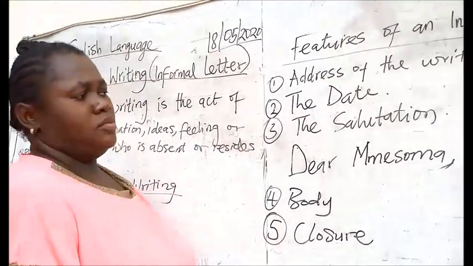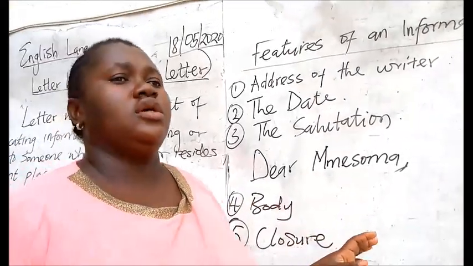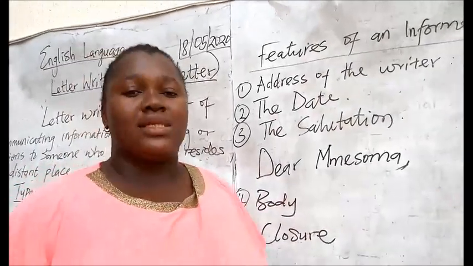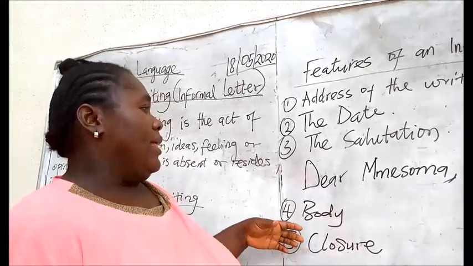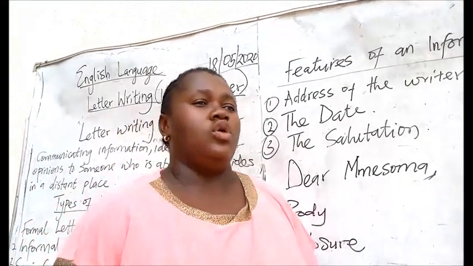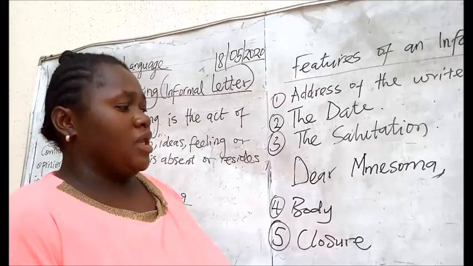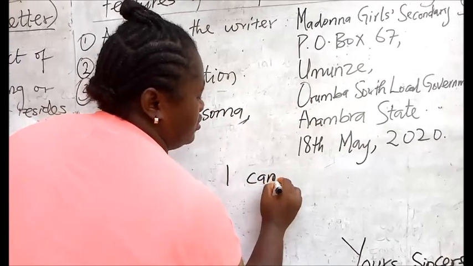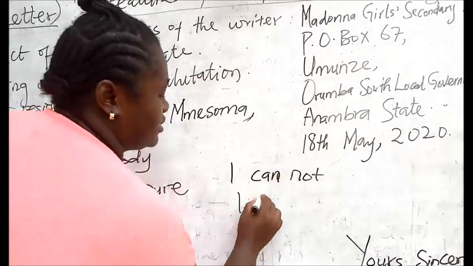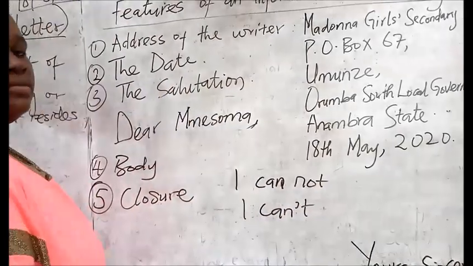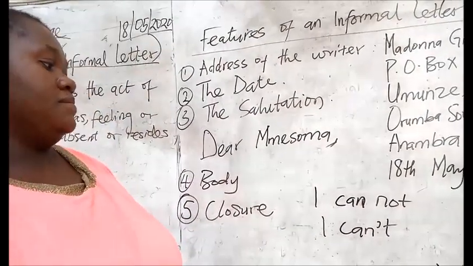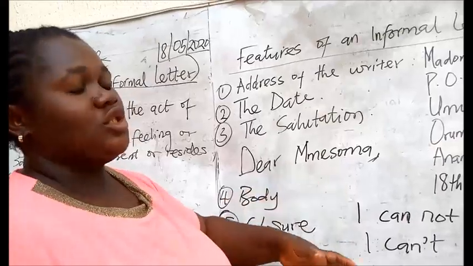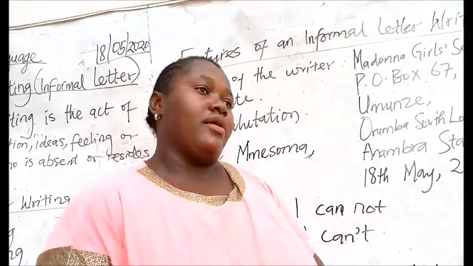Then after that, there is something called language in an informal letter. The language of an informal letter is loose language. It is loose in the sense that you are free. You can use contracted forms, for example, if you want to write "I cannot," you can write "I can't." You can use abbreviations. You can use slang or colloquial expressions. These are things you make use of in an informal letter.